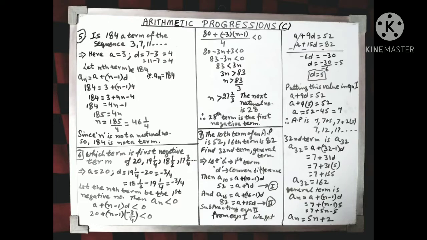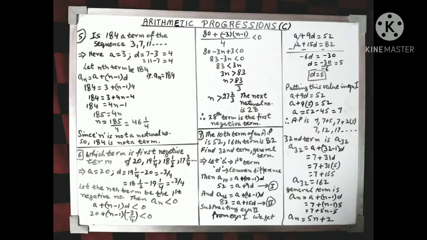Now I put this value of d is equal to 5 in equation 1. I get A plus 9d is equal to 52. Put the value of d over here. A plus 45 is equal to 52. A is equal to 52 minus 45, that is 7. So we are having A is equal to 7 and D is equal to 5. So I can easily have the AP as 7, 7 plus 5, 12, 7 plus 10, 17. That is, the AP is 7, 12, 17 and so on, right?